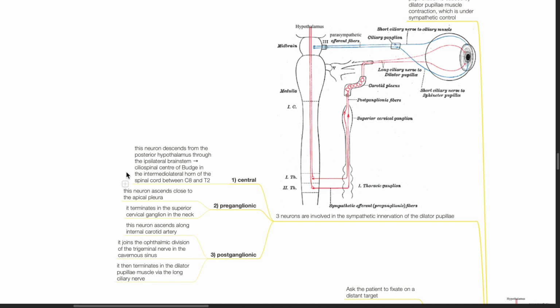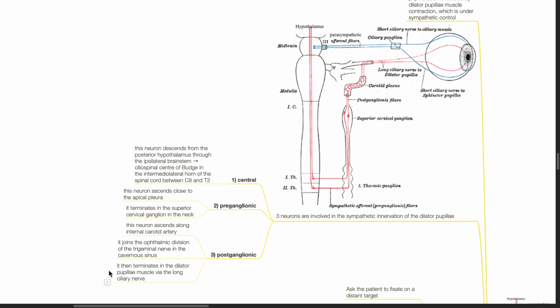The preganglionic neuron ascends close to the apical pleura and terminates in the superior cervical ganglion in the neck. The postganglionic neuron ascends along the internal carotid artery and joins the ophthalmic division of the trigeminal nerve in the cavernous sinus, and then terminates in the dilator pupillae muscle via the long ciliary nerve.